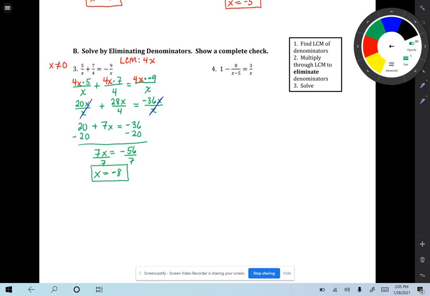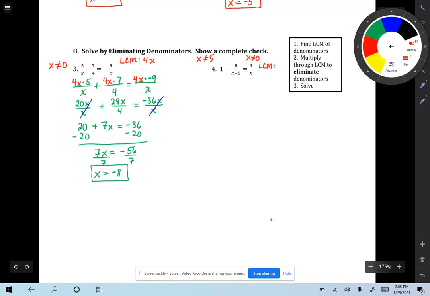We are going to do number 4. The first thing we want to do is check to see if any of the denominators need to be factored. They don't. 8 over x minus 5, that's linear. 3 over x. So you are ready to state your restrictions. The restriction for the second fraction is x cannot equal 5. And for the third fraction, the one on the right side, x cannot equal 0, because you can't have 3 over 0. For 8 over x minus 5, x cannot be 5, because 5 minus 5 will give me 0.